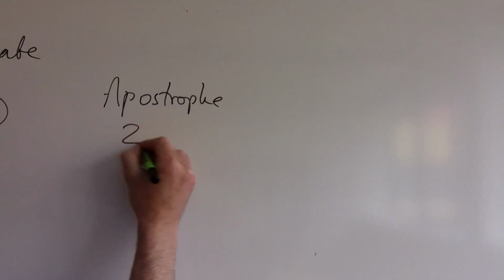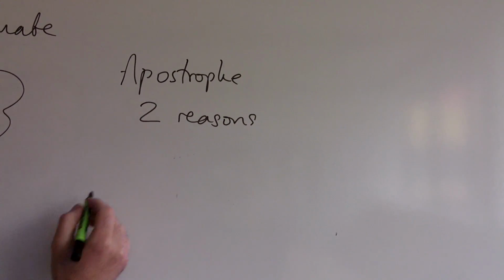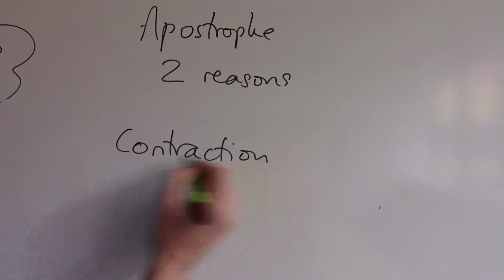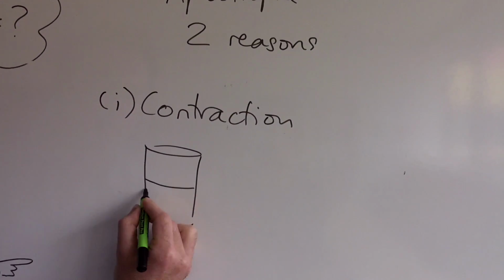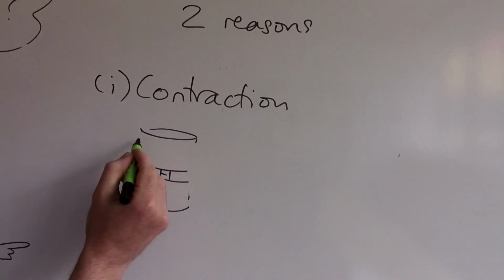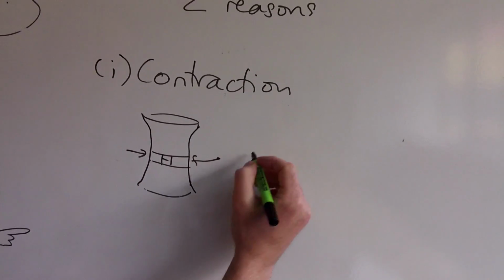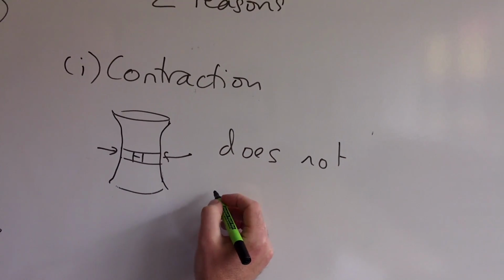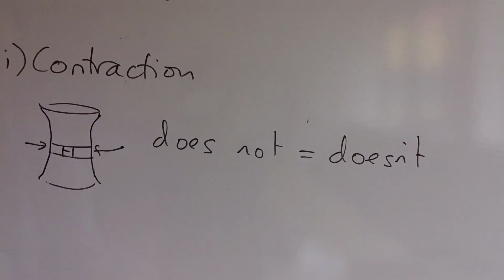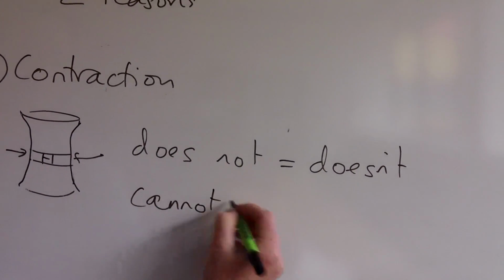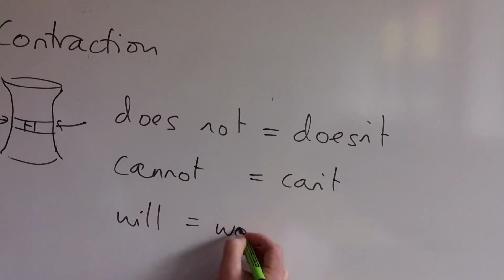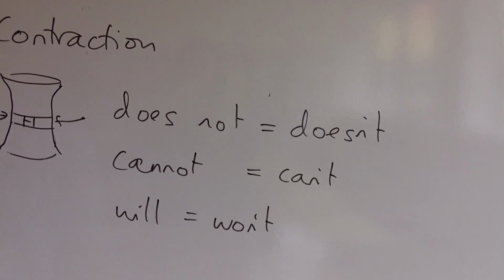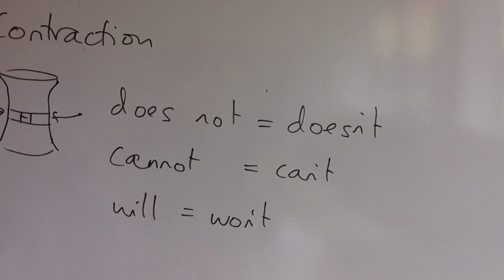Well, there are two uses for the apostrophe. We'll do the first one first because it's very easy: the contraction. Contraction really is just as it says, and that is that you take a word like does not and you contract it, so it becomes doesn't. That means kind of smaller. And the apostrophe goes over the letter that is missing. So in this case, does not, the O goes, and you have doesn't. Equally with cannot, you've got can't, and with will not, you've got won't.